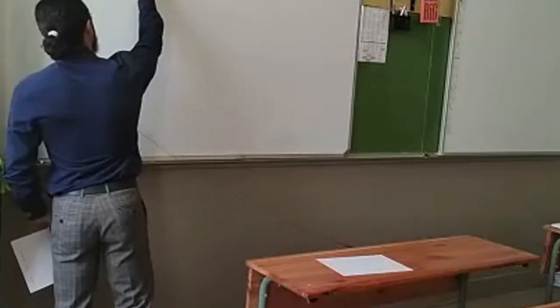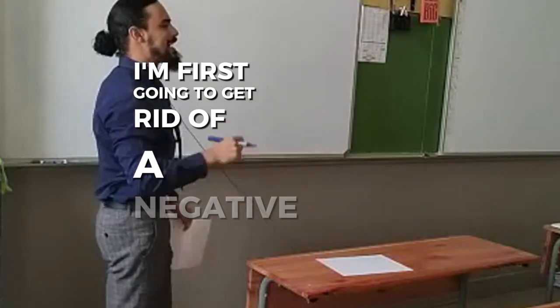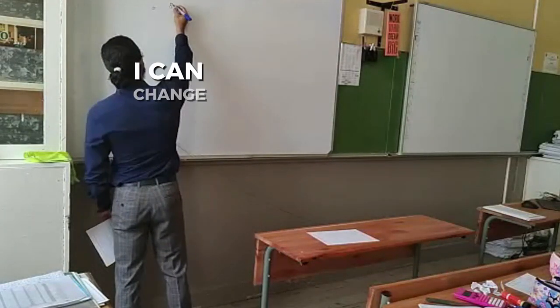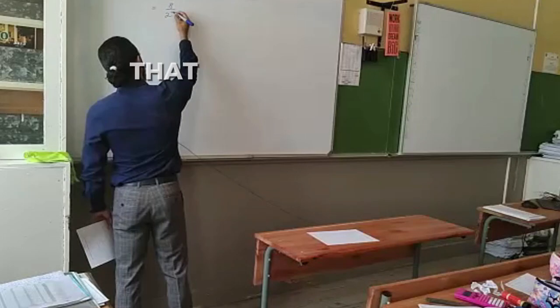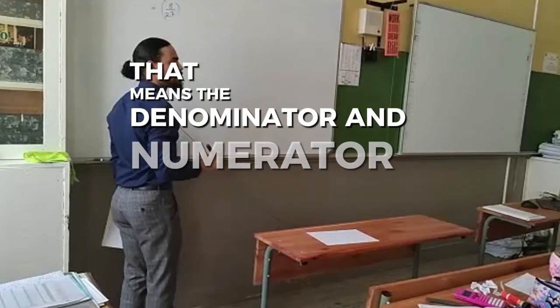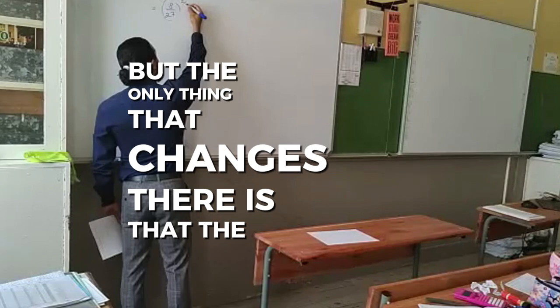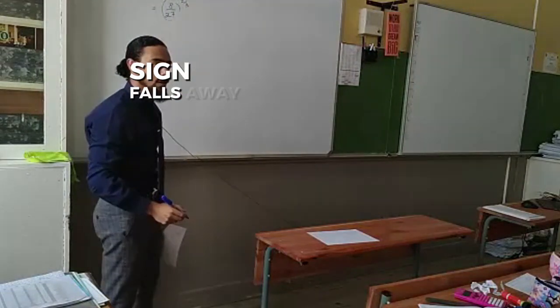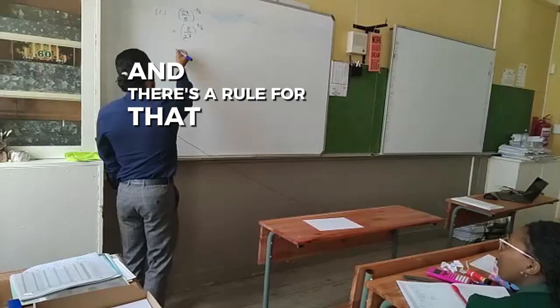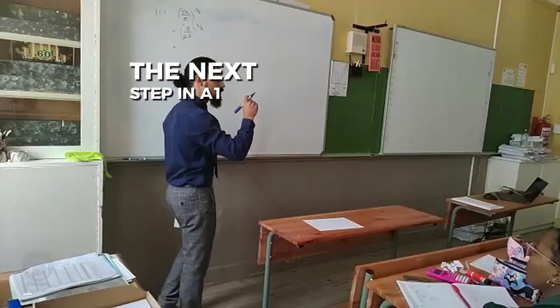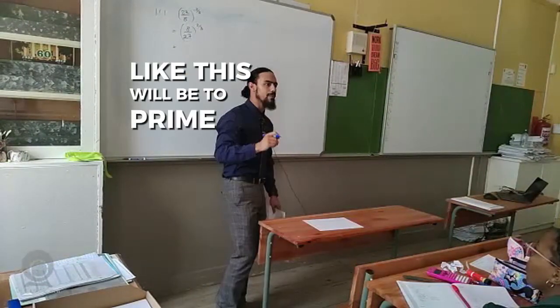First step that I'm going to do, I'm first going to get rid of the negative exponent. In order for me to get rid of the negative exponent, I can flip the fraction. That means the denominator and numerator swap, but the only thing that changes there is that the negative sign falls away. There's a rule for that. I can't remember exactly what the rule is. The next step in one like this will be to prime factorize.